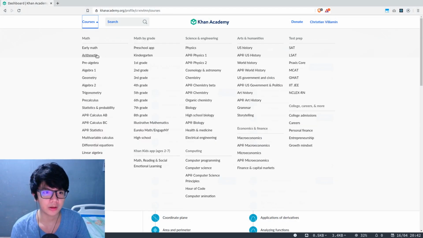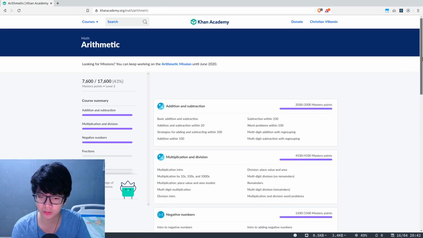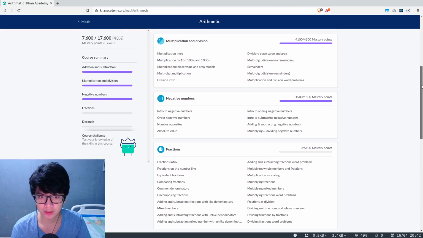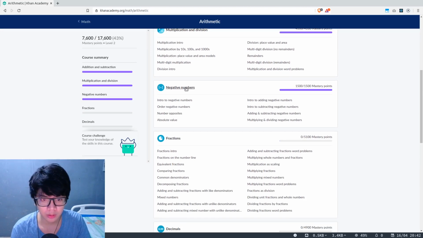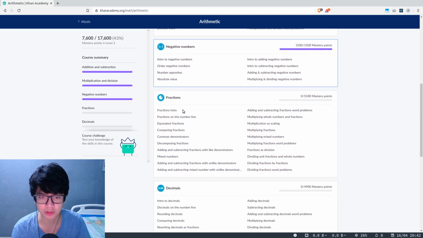So I'm still in arithmetic, 43% in, and the last thing I did in part five was the negative numbers. So it was pretty quick, 1500 points, and now we're into fractions, which is pretty huge.